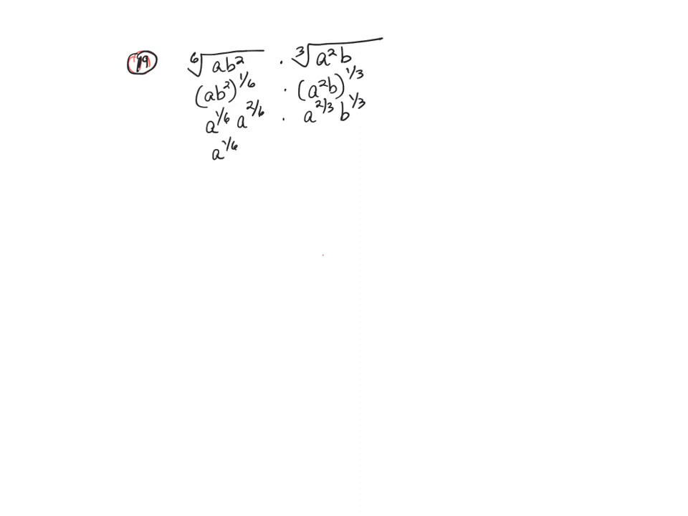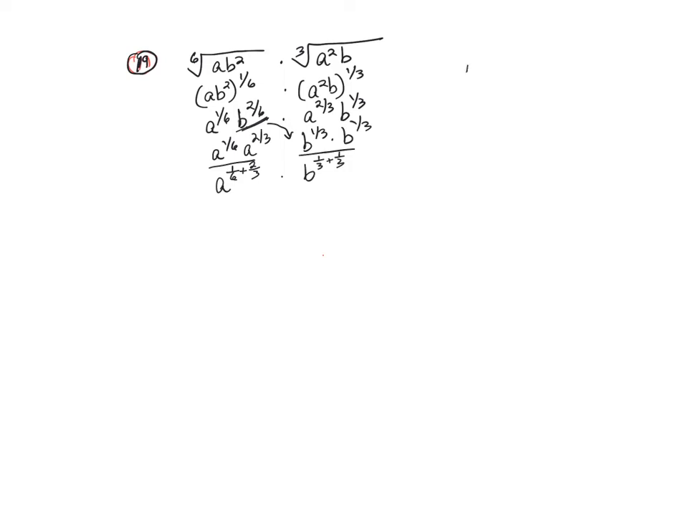Oh, wait, I think I meant this to be a b, didn't I? Here I go again, making another error. Okay, so this should be a b, my mistake. So it's a to the 1/6 times a to the 2/3. The b to the 2/6 I'll write as b to the 1/3 times b to the 1/3. Now we add when we multiply with the same base. So this is a to the 1/6 plus 2/3 times b to the 1/3 plus 1/3.